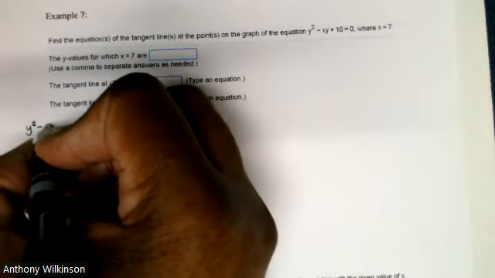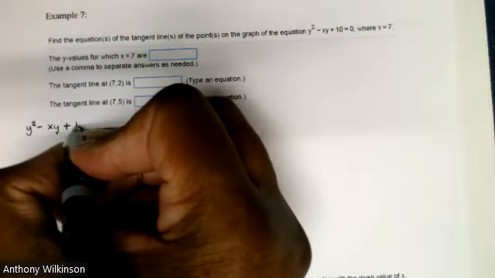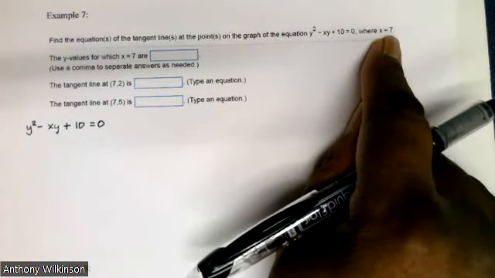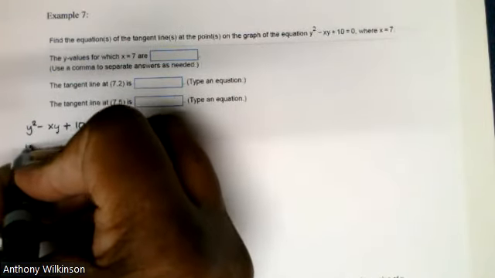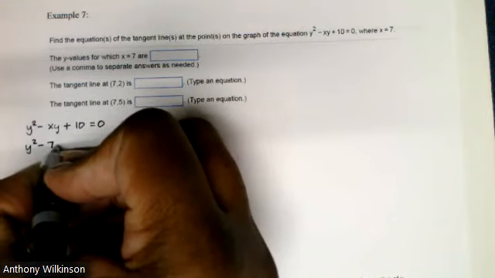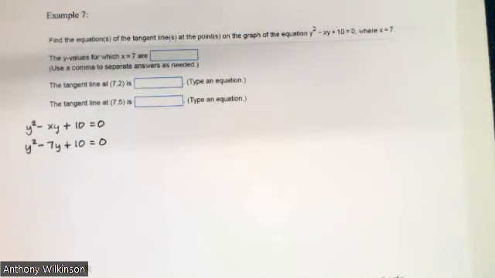Plus 10 is equal to 0. And we have here that x is equal to 7. Since x is equal to 7, we can just substitute each x in this equation with 7. So we got y squared minus x, which is 7, y plus 10 equal to 0.